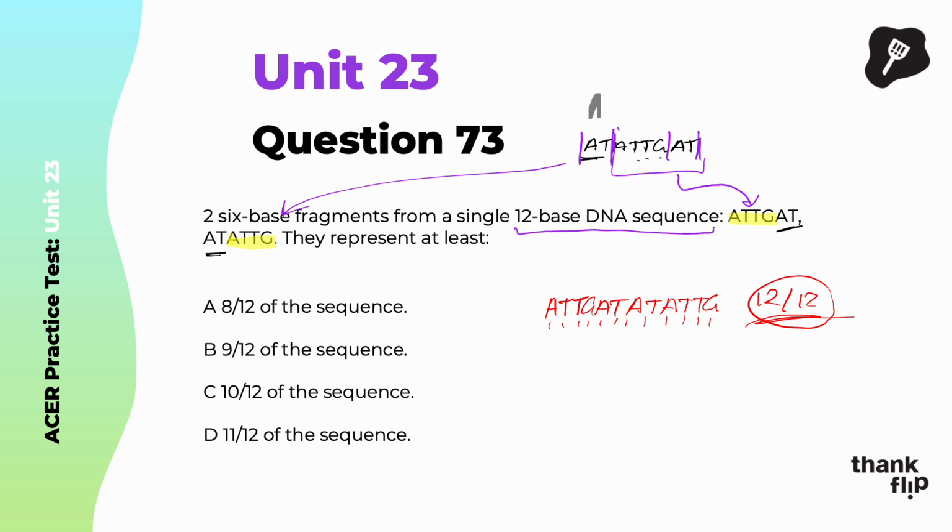So that means that you still have room for, so you have 1, 2, 3, 4, 5, 6, 7, 8, and the rest of the DNA fragment could be whatever, 9, 10, 11, 12. And so this bit is representative of 8 out of 12 of the total sequence. And so that's why your answer here is A.